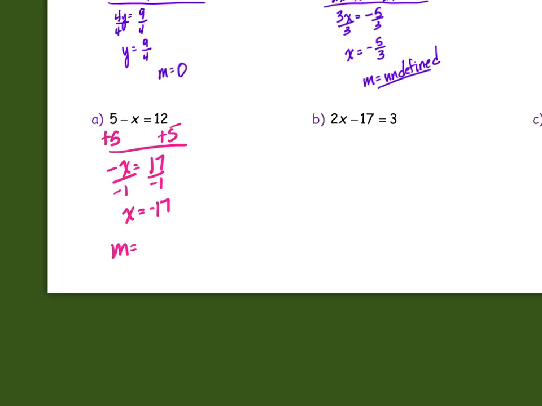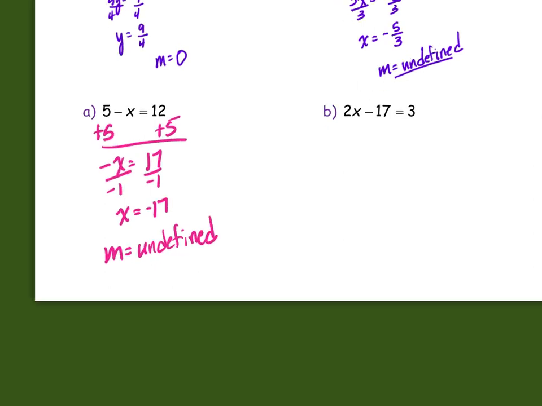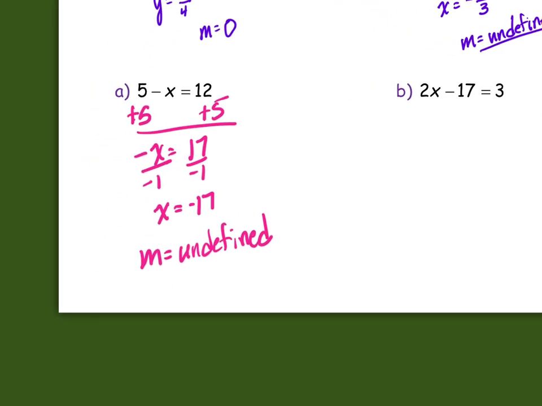Okay, guys, so I've got x equals negative 17, which means I'm going to have what type of graph? Yeah, vertical. Good. So that means my slope is undefined. Great. Good job. Okay. So let's go on to number B.